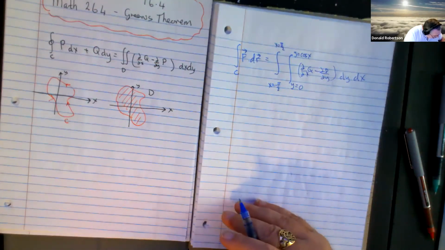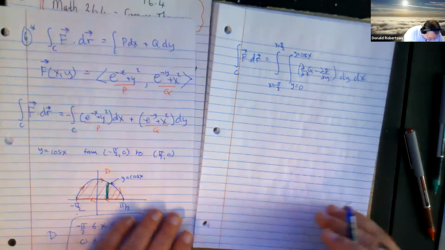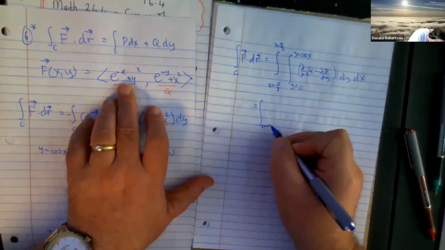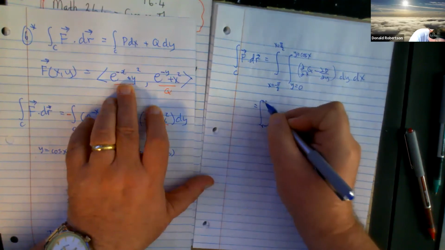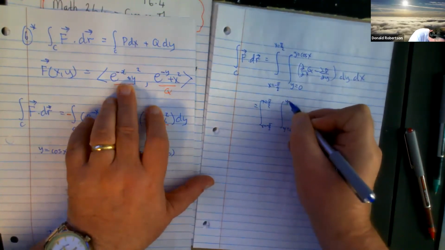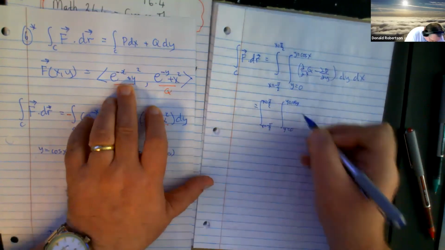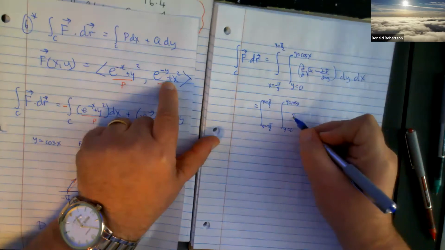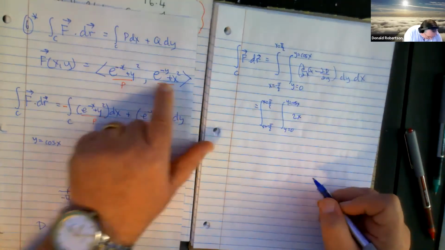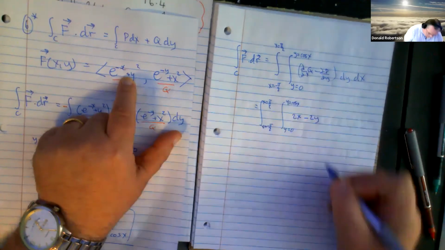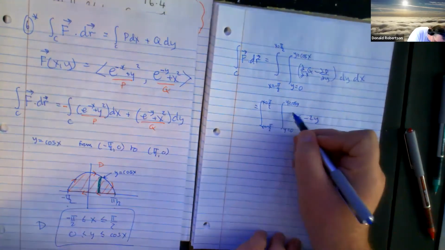So, oops. It's going to be this integral to here, y from 0 to cosine x. If you differentiate this with respect to x, all you get is 2x. And if you differentiate this with respect to y, all you get is 2y. And then this time, remember to subtract it.